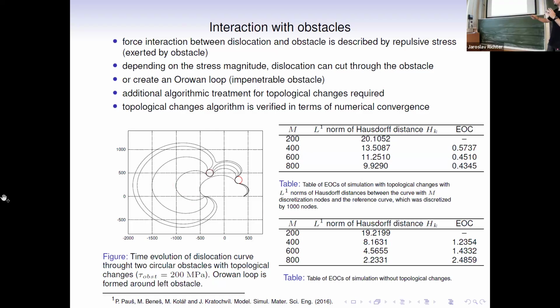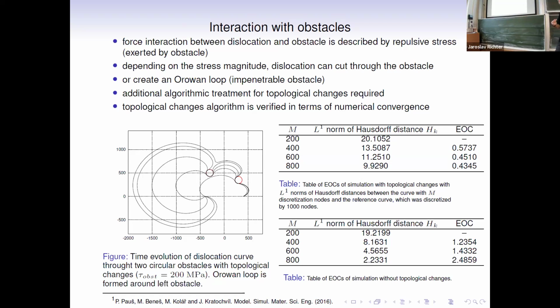So we took such an experimental setup of making one stopping dislocation and one Orowan looping. And then we measured Hausdorff distances for different discretizations. The lower table is the case without any kind of topological changes. So this was the case when the dislocation just cut through the obstacle. And in such a case, it was very nice.